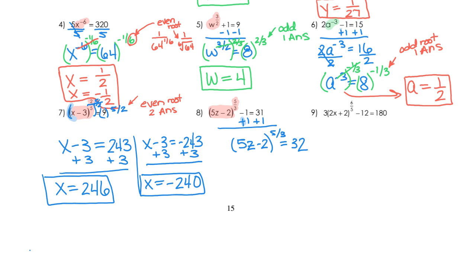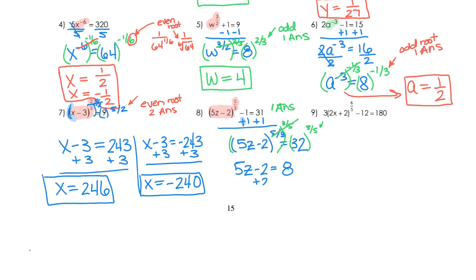Now that it's isolated, we can go ahead and use our reciprocal power, which would be 3/5. What's nice about 3/5 is that there's an odd number on the bottom here, and that's only going to indicate one answer. All right, so over here, the 5/3 raised to the 3/5, when we multiply those exponents, they give us 1. And so that's really just our 5z minus 2 equal to, there's only one answer, so we could type in 32 raised to the 3/5 and get out 8.